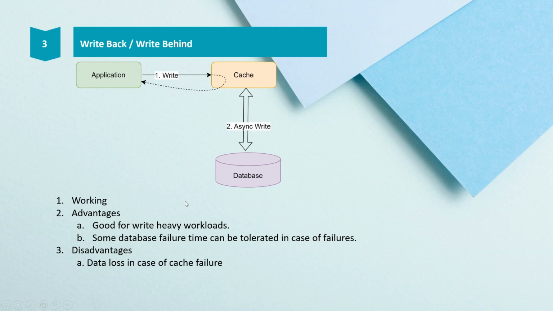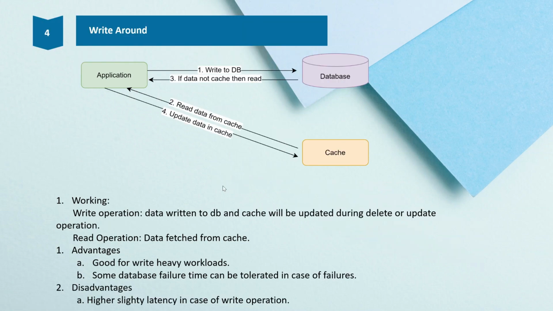But it has some disadvantages also. In case the cache goes down, there will be data loss. The last cache strategy is the write around cache strategy. In write around, during a read operation, data will be read from the cache. If the data is not in the cache, it will be fetched from the database and the cache will be updated. In case of a write operation, data will be written to the database.